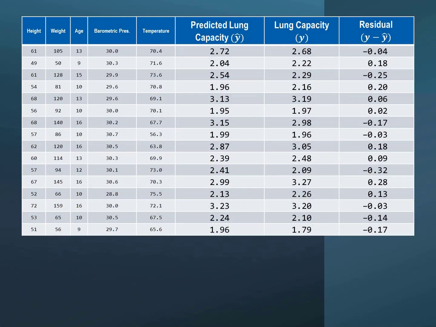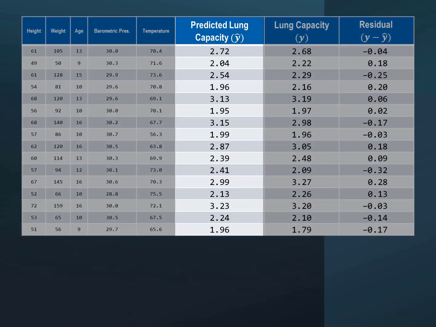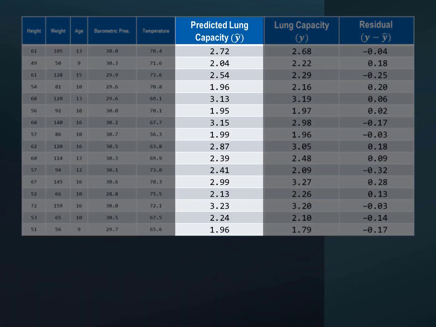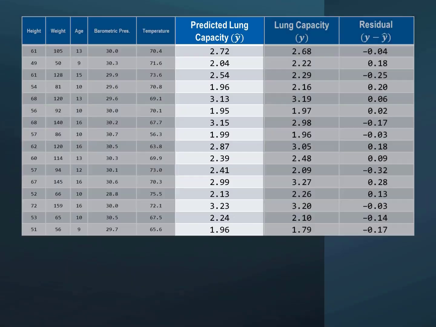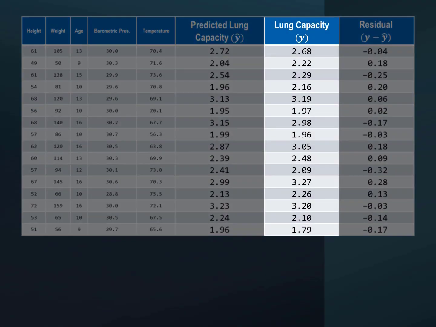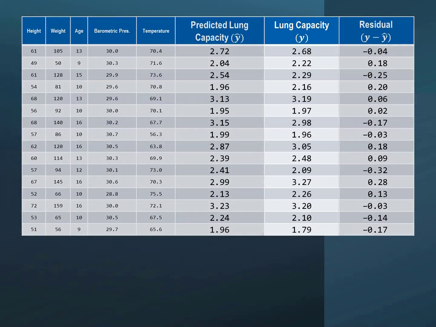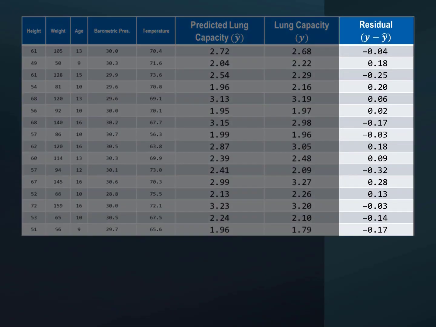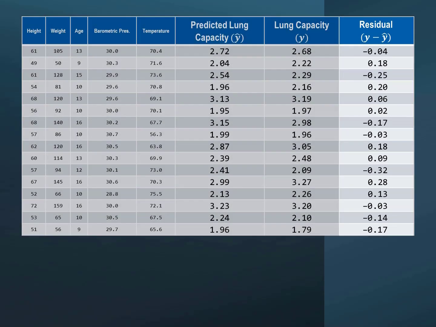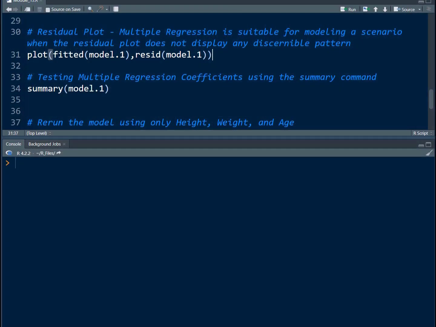One method is to analyze a residual plot. For each individual, let y hat be the predicted values based on the given explanatory variables, and let y be the actual value of the response variable. The residual for each individual is the value y minus y hat. A residual plot is a scatterplot of the predicted values and the residuals. In R, we create this plot using the command plot(fitted(model1), resid(model1)).